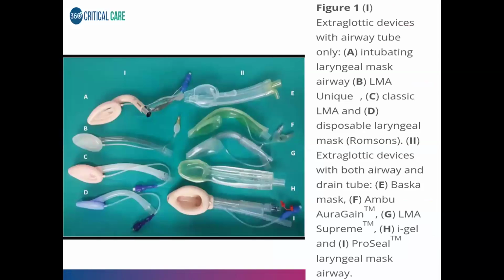So these are the group of a lot of different supraglottic airway devices. The important ones which you have to keep in your ICU are: one, the intubating laryngeal mask LMA, iGel, and the last one is the ProSeal LMA.